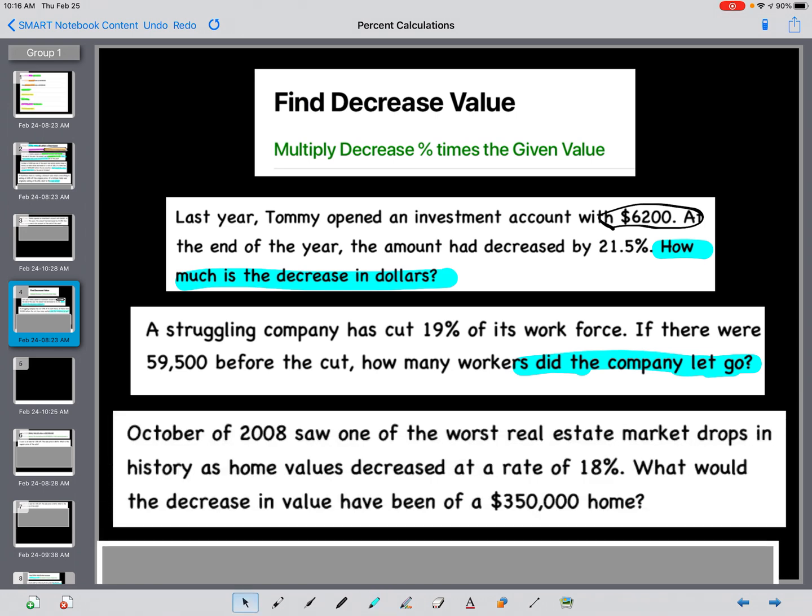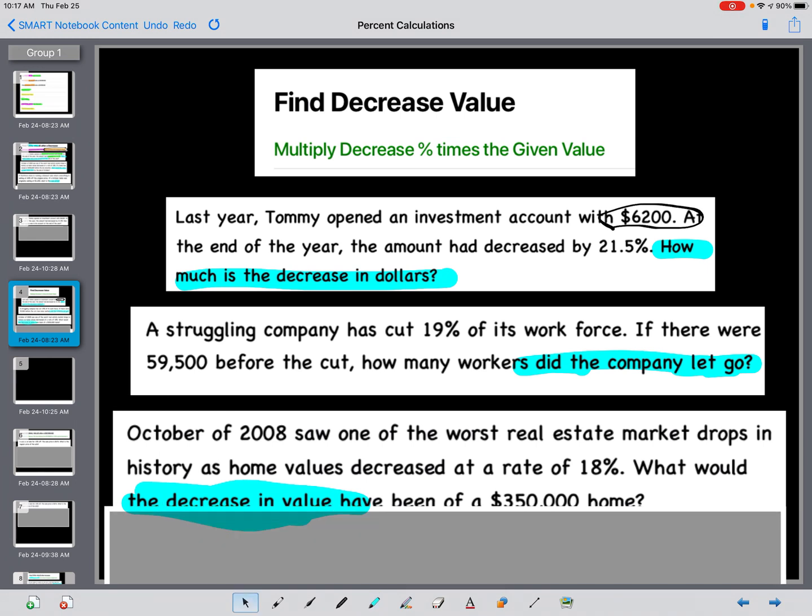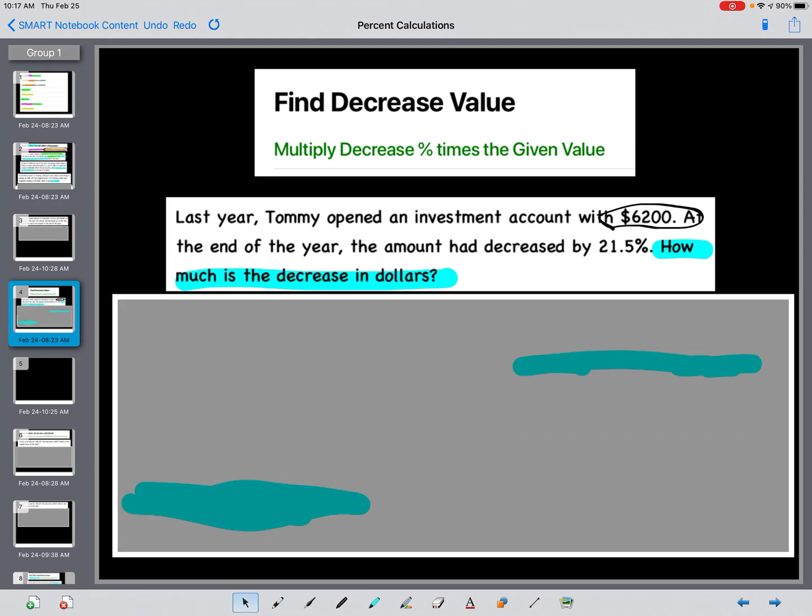October of 2008 saw the worst real estate market drops in history. One of them, a decrease at a rate of 18. What would the decrease value have been? In other words, what's the change? Again, not asking what the value of the home would have been, but what's the change?